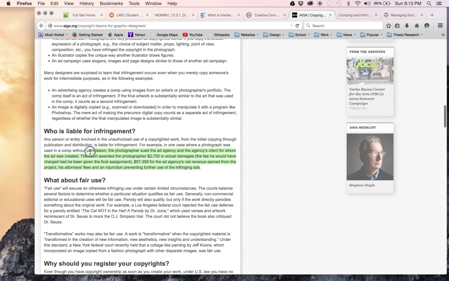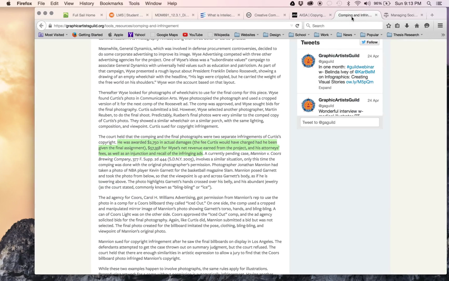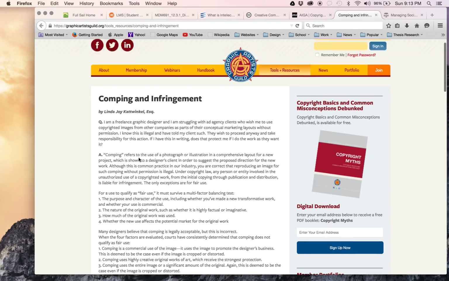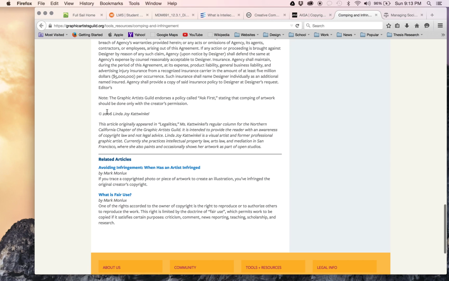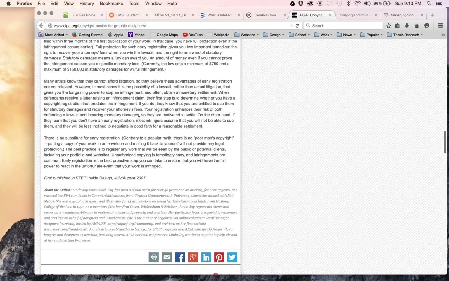It's directly word for word what this person said. Now, she's the one who said it, but at the same time, it's also listed over here. So I'm wondering in the long run, which one of these came first? So this one was in 2006, and this one was a year later. So this one came after. So this says it was first published in Step Inside Design, July, August 2007.